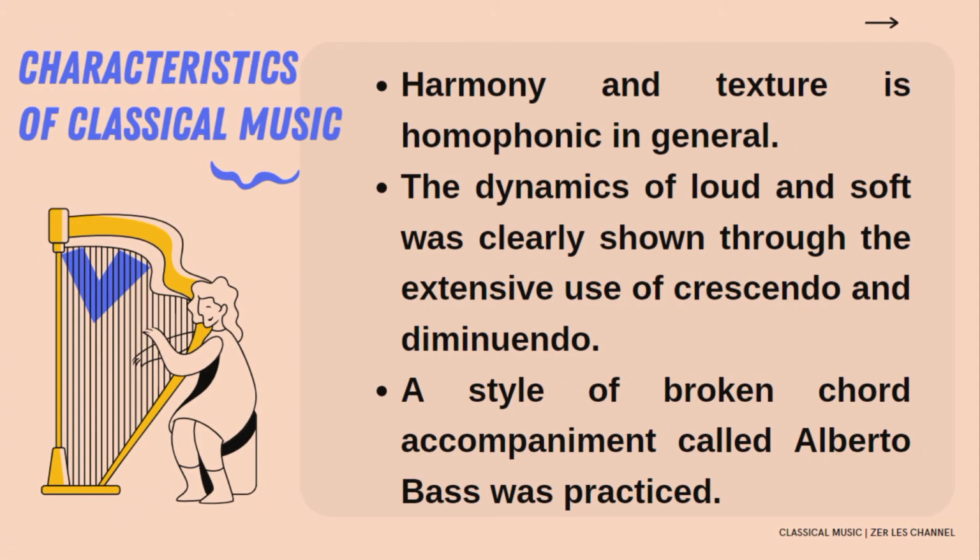Here are the characteristics of classical music. First, harmony and texture is homophonic in general. Second, the dynamics of loud and soft was clearly shown through the extensive use of crescendo and decrescendo or diminuendo. And third, a style of broken chord accompaniment called Alberti bass was practiced.